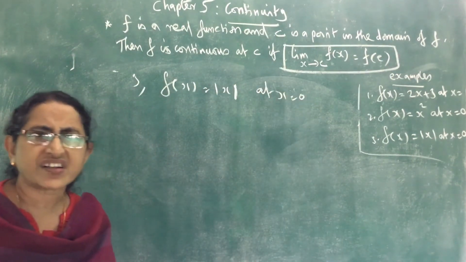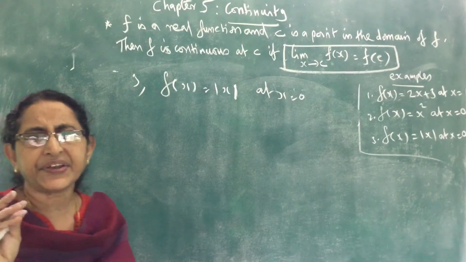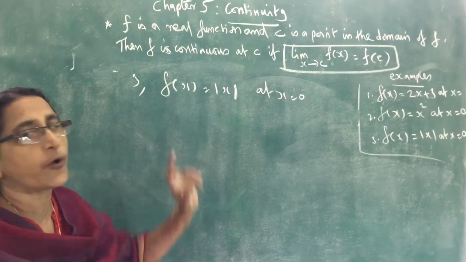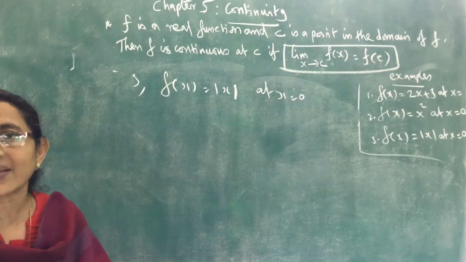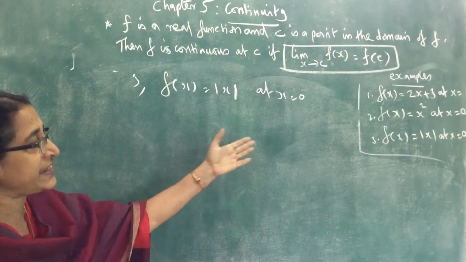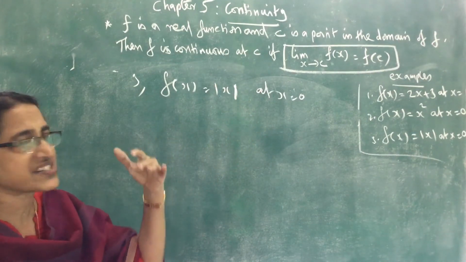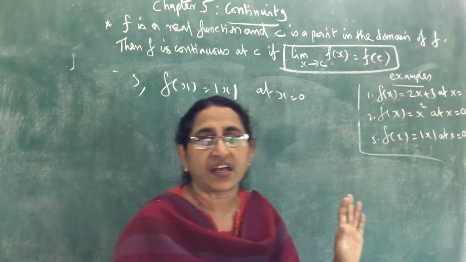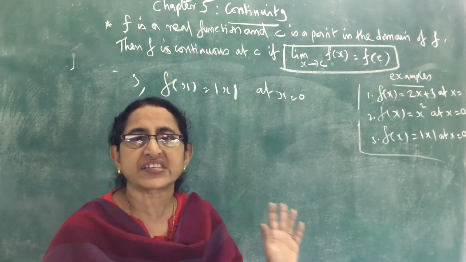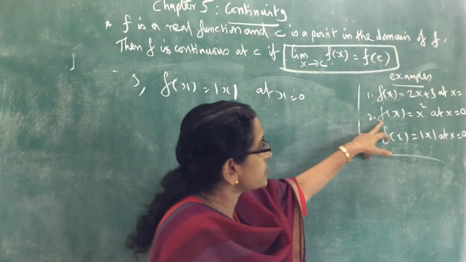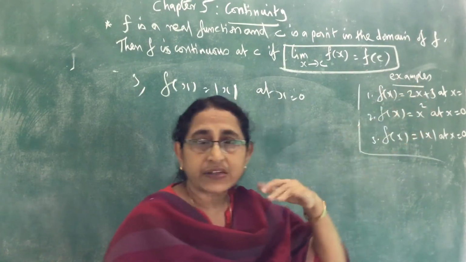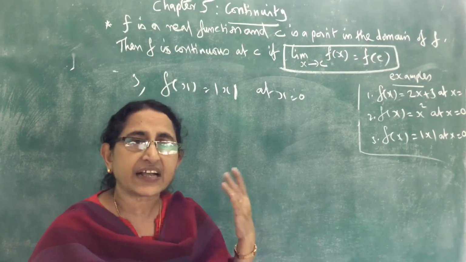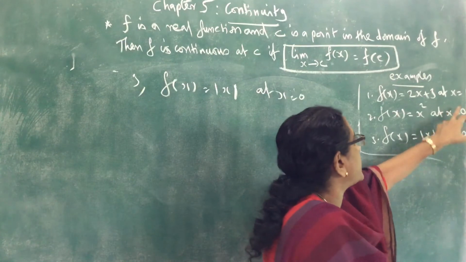See, this modulus function is a very important function, and we have to check whether the function f of x equal to modulus x is continuous at x equal to 0. In the last two cases, the function has only one value, f of x equal to 2x plus 3. Whatever be the value of x, f of x is always 2x plus 3. In the second case also, f of x equal to x square. Whatever be the value of x, the function has only one value. And we check the continuity here at x equal to 0, here at x equal to 1.